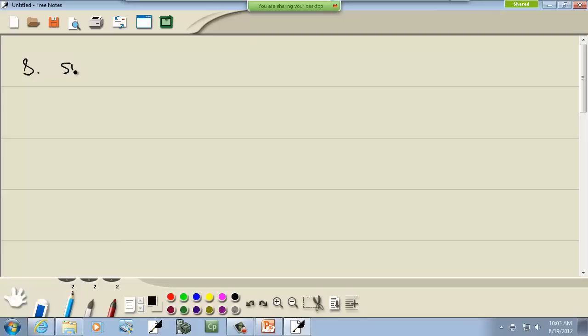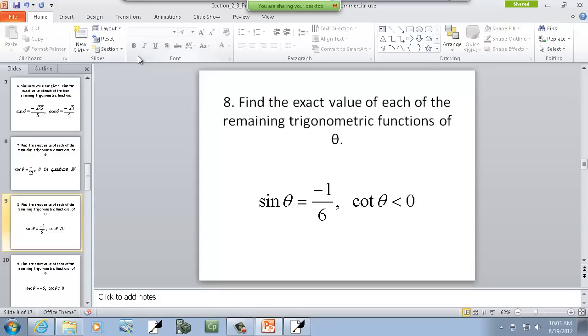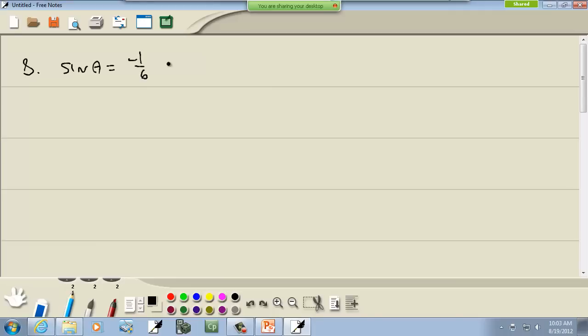Sine theta is equal to negative 1/6, and cotangent theta is less than 0. First step, determine our quadrant. Well, first off, let's take a look at cotangent theta is less than 0. Cotangent, remember, is x over y. Less than 0 means negative. So we're saying that is negative.